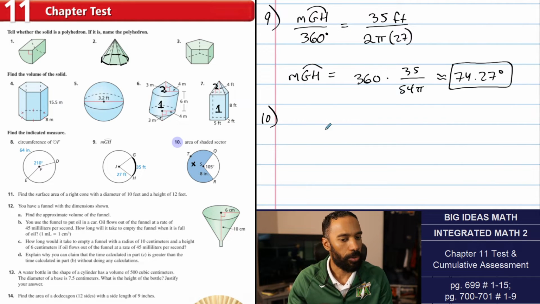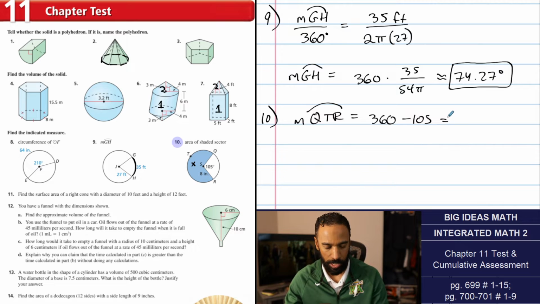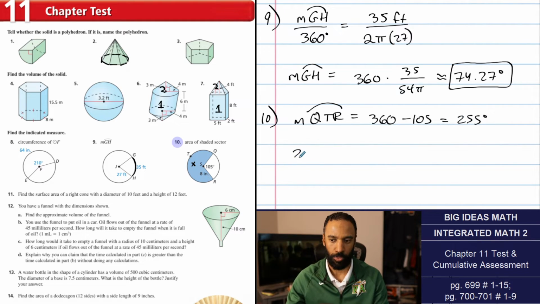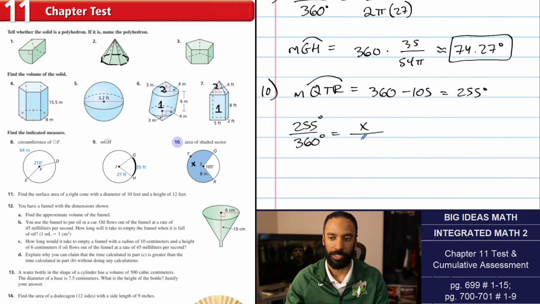Okay, so X. The measure of arc QTR is 360 minus 105. Let's start with that. The degrees that we want out of this thing. So that's 255 degrees. That's the fraction out of 360 that we want for the area of the shaded sector X out of the area of the entire circle. Now that's still something we have to find out. It's not 2 pi r, but it's pi r squared, and our radius is 8.